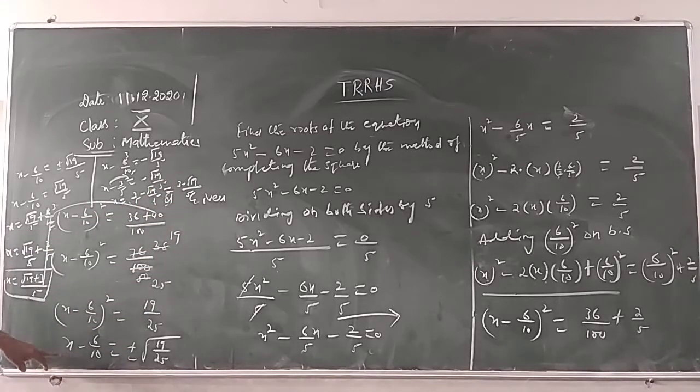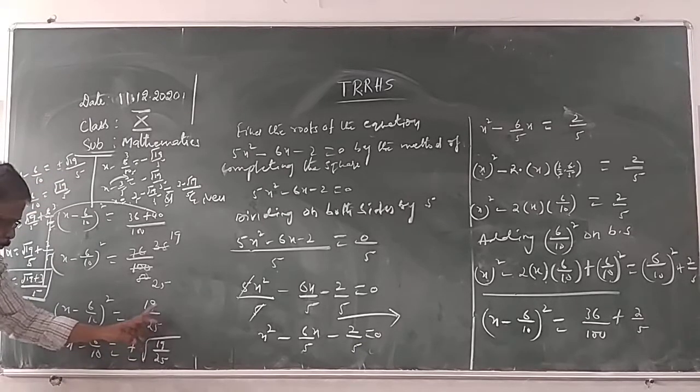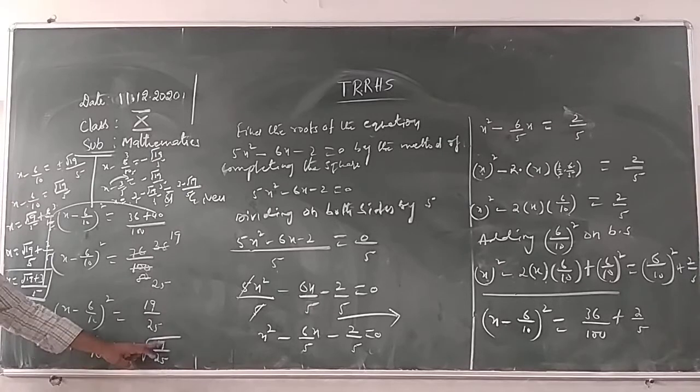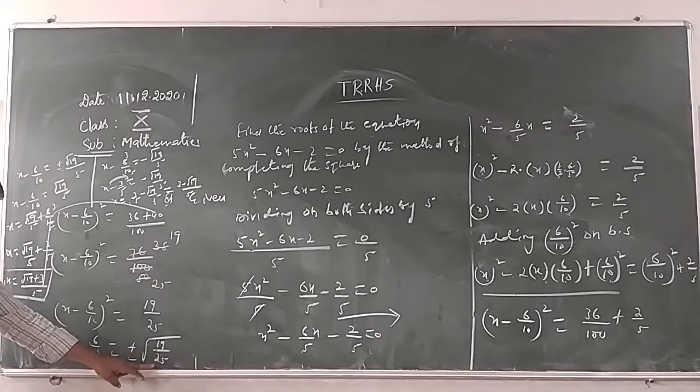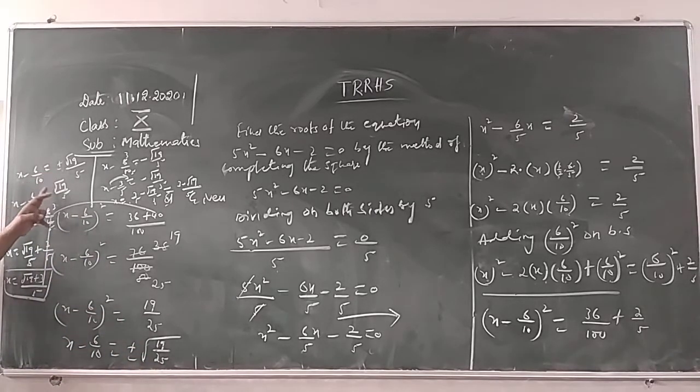We got the x value here: x minus 6 by 10 is equal to plus or minus root 19 by 5. Why? Plus or minus root of 19 by 25: split it, separately find the square root for numerator and denominator. Plus or minus root 19 by root 25, root 25 means 5. X minus 6 by 10 is equal to plus root 19 by 5, carry minus 6 by 10 across, plus 3 by 5, like a fraction: 3 plus root 19 by 5.